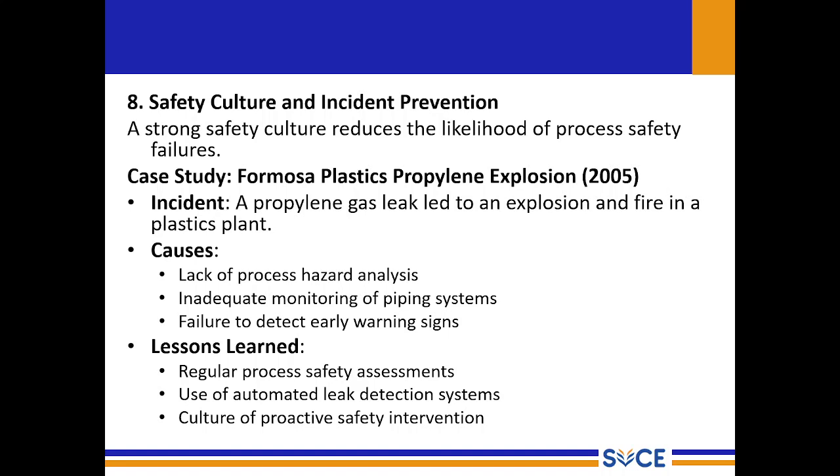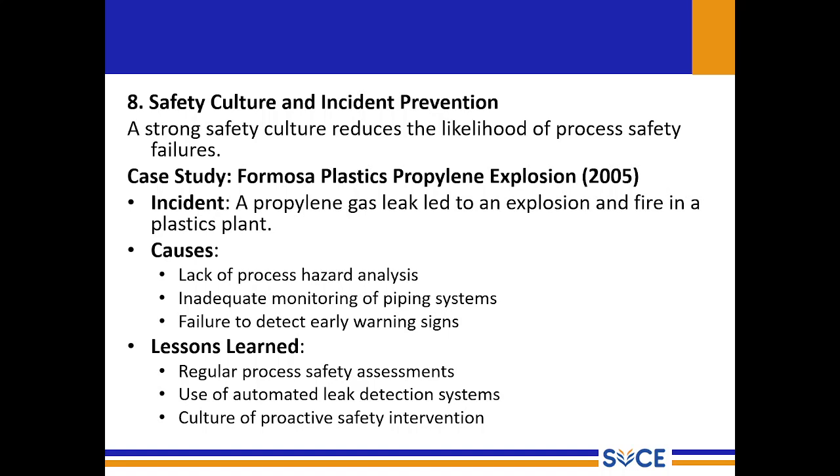So the incident summary: where did it happen? It happened on April 23rd, 2005. Location: Formosa Plastics, Point Comfort, Texas, USA. What happened? A propylene gas leak ignited, causing a massive explosion and fire in the plastic plants. The blast injured several workers and caused significant damage. The fire burned for hours, affecting production and leading to financial losses.